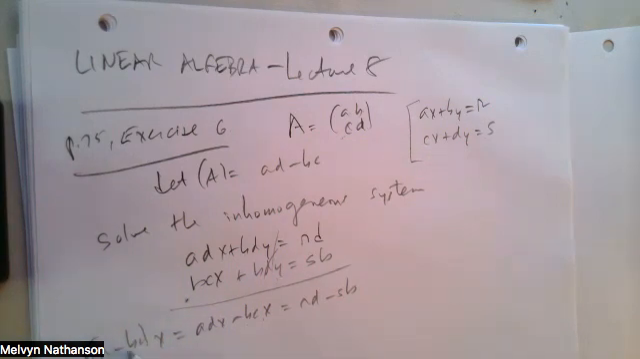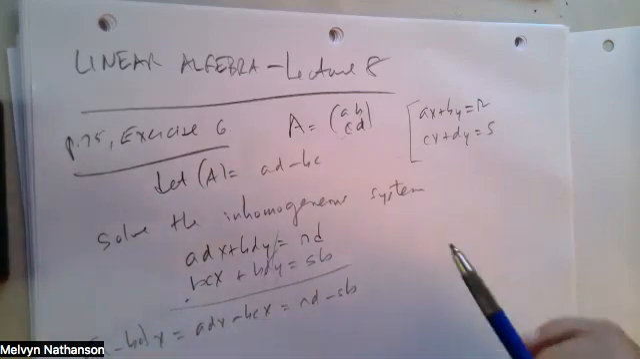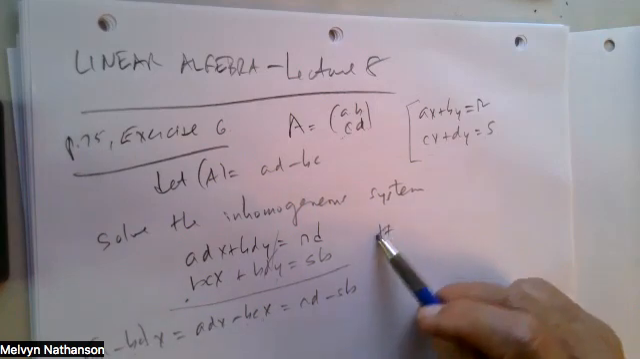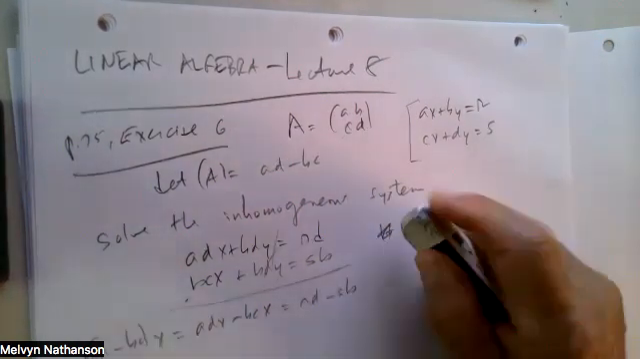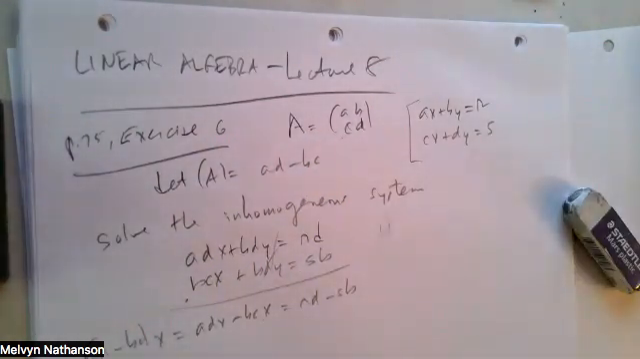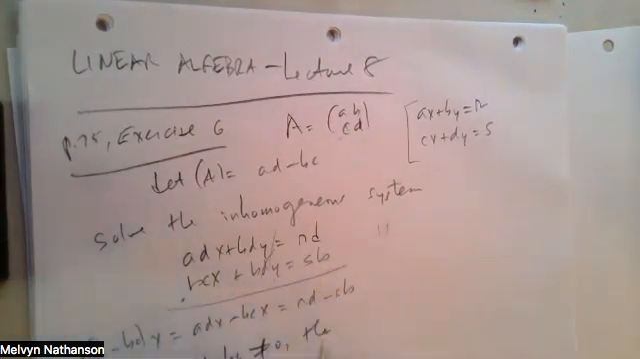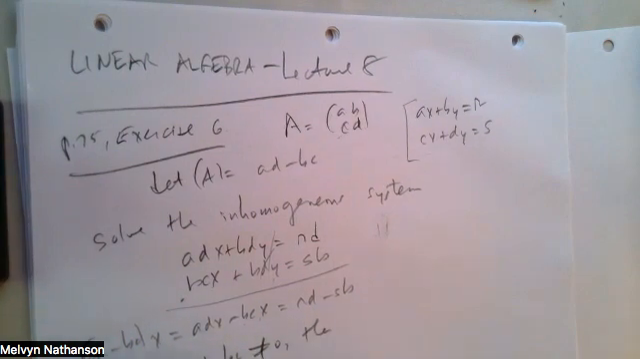And what is AD minus BC? That's the determinant. So, if the determinant of A, which is AD minus BC, is different from 0, then x has to be equal to RD minus SB over this determinant. And there's no choice about that.